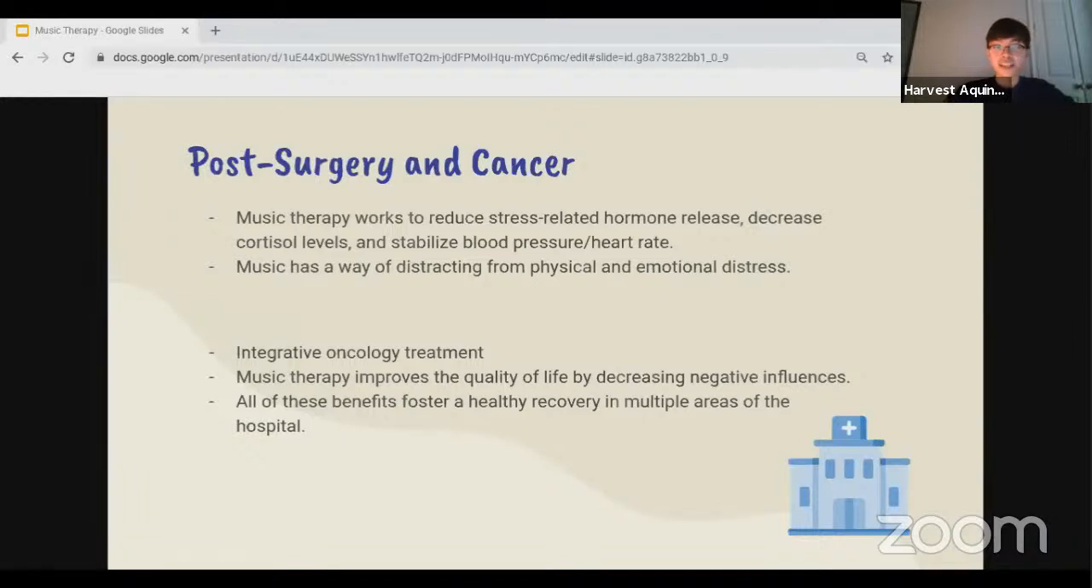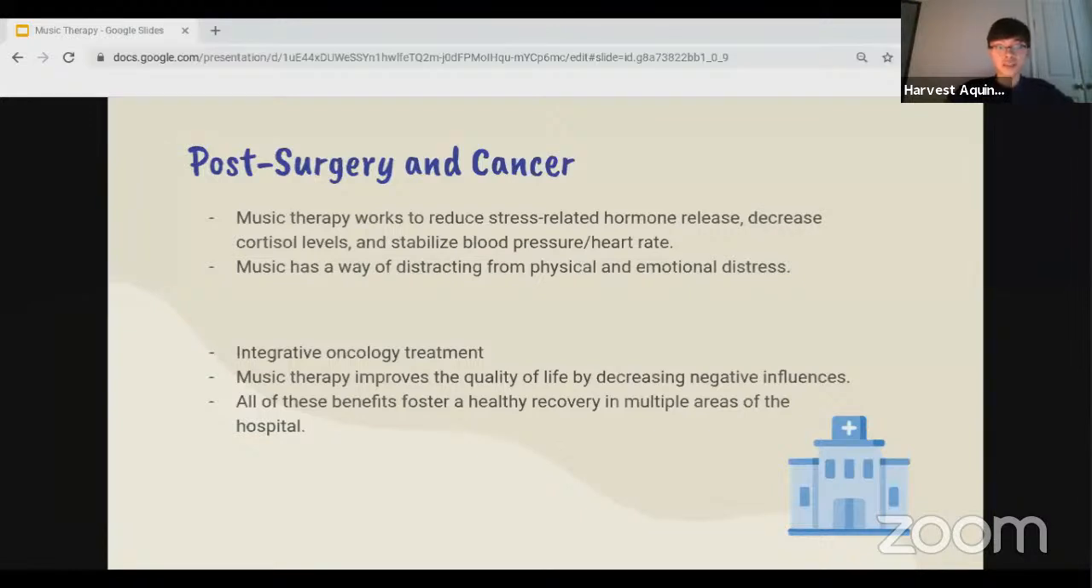Music also has a special way of serving almost like a distraction, as it comes with a pleasant association, relieving people of physical pain and anxiety. All of these benefits are transferable to patients all throughout the hospital. And in fact, it is a recognized form of established integrative oncology treatment. And this is because it works to improve the quality of life by reducing negative emotional influences.